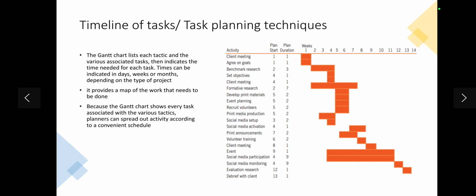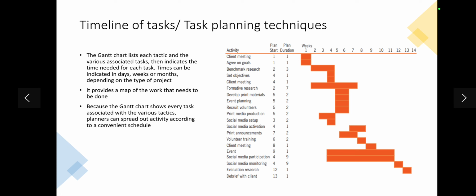So you see we have activity, the plan start date, plan duration, and then weeks. Look at the first one, client meeting. According to the plan, client meeting starts in week 1 and the duration is 1 week. So you see the colored portion is only week 1. Take agree on goals. You see it starts in week 1 and the duration is 1 week. So similar to the client meeting, it covers the same period.